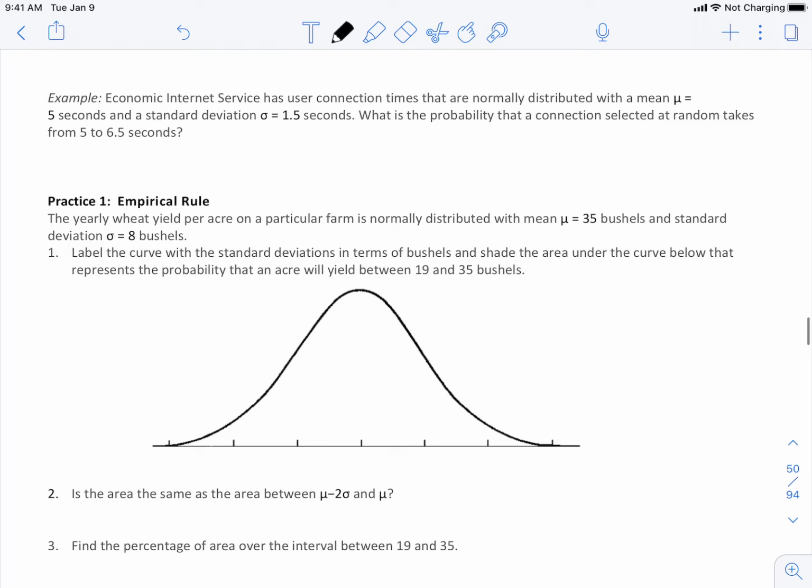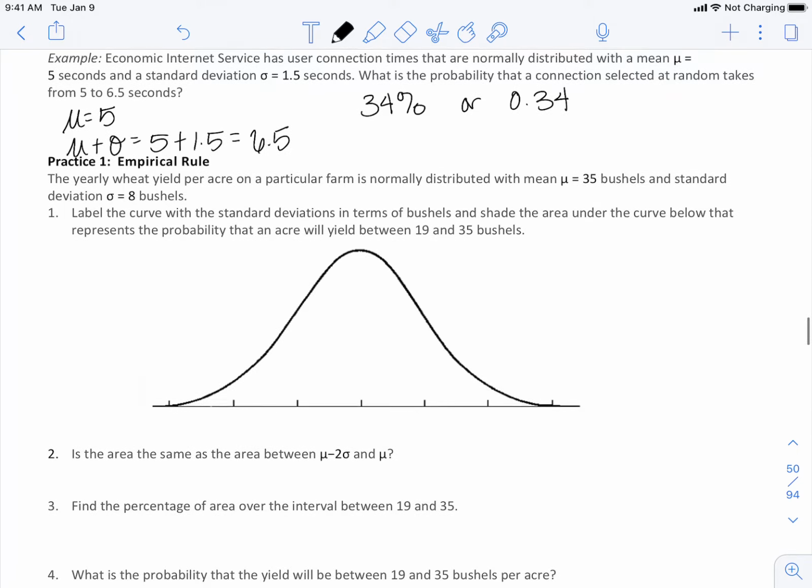So, Economic Internet Service has user connection times that are normally distributed with a mean mu of 5 seconds and a standard deviation sigma of 1.5 seconds. What's the probability that a connection selected at random takes from 5 to 6.5 seconds? So again, our mu is 5. If I have mu plus sigma, that's 5 plus 1.5, which is 6.5. So that is going from the mean to one standard deviation on one side. That's half of that 68%, so this is a total of 34%, or 0.34.